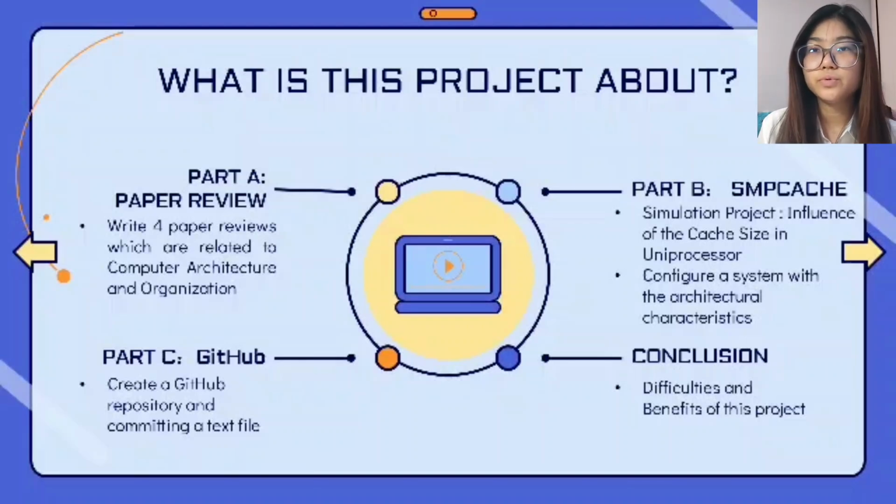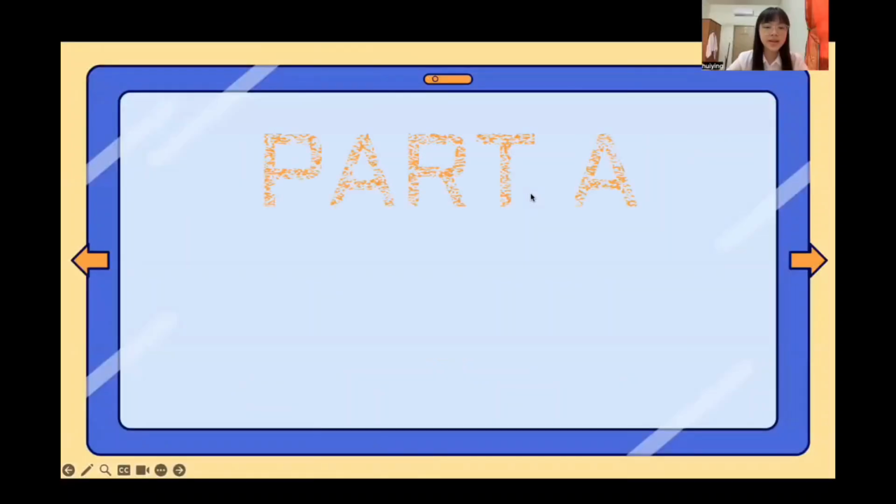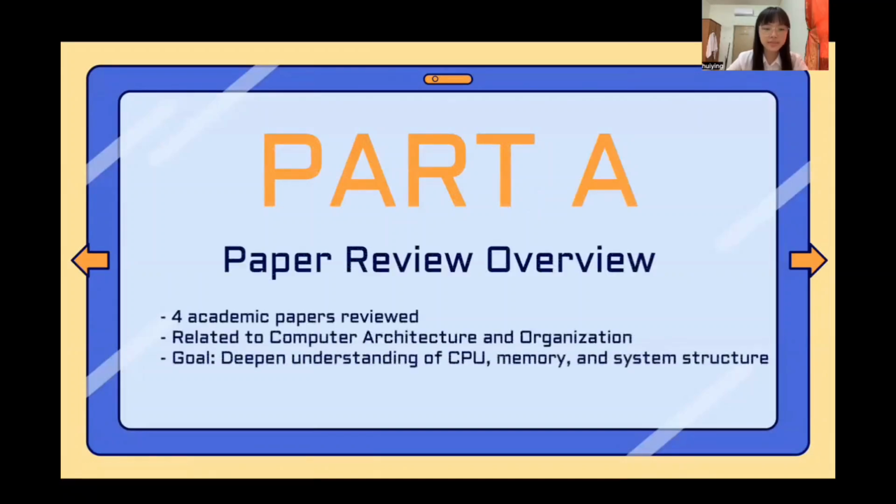And for Part B, we will do a simulation project on cache size in a uniprocessor, and we will configure a system with the architectural characteristics. And for Part C, we will create a GitHub repository and commit a text file. And the last one is the conclusion part, where we will talk about the difficulties and benefits of this project.